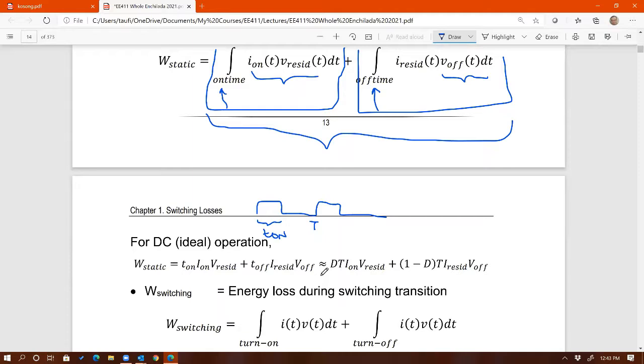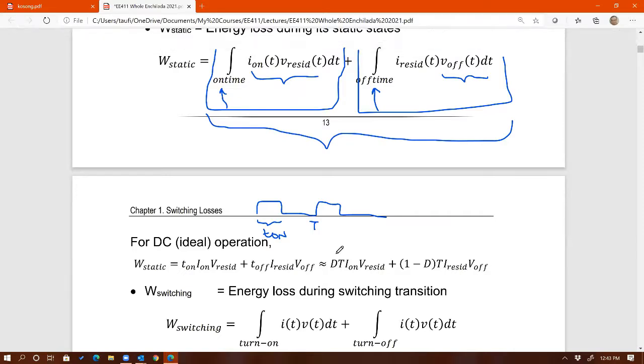Now I put approximately because, in the way I derive this equation on the next line, I assume that we don't have any transition time. So the duty cycle is going to be just D, even though we know it's not going to be exactly D, because you have turn-on transition and turn-off transition. But to simplify the equation, I'm just going to use D for T on.